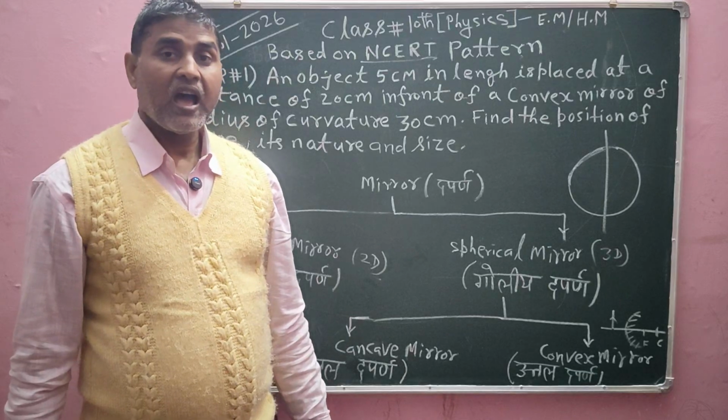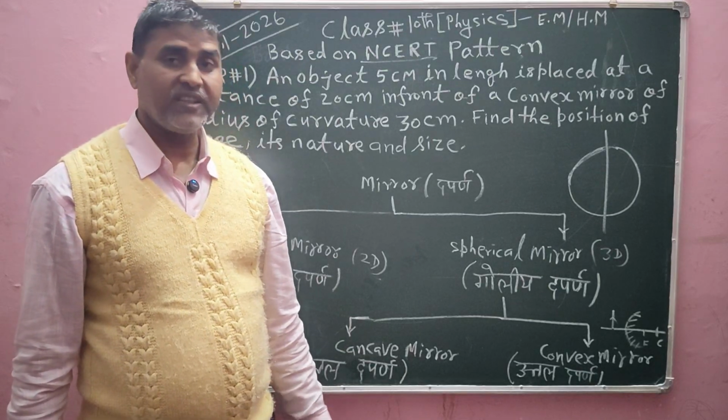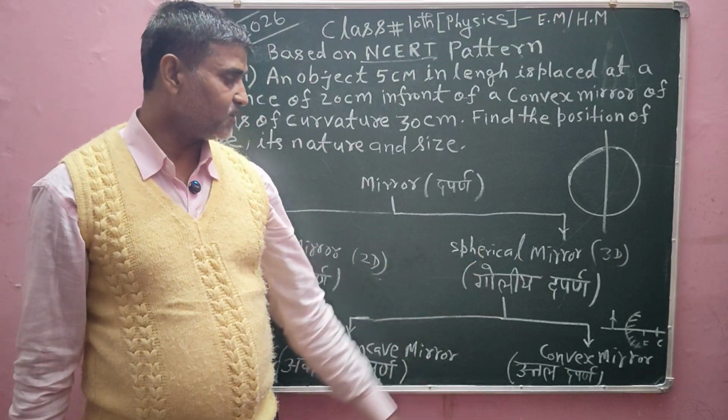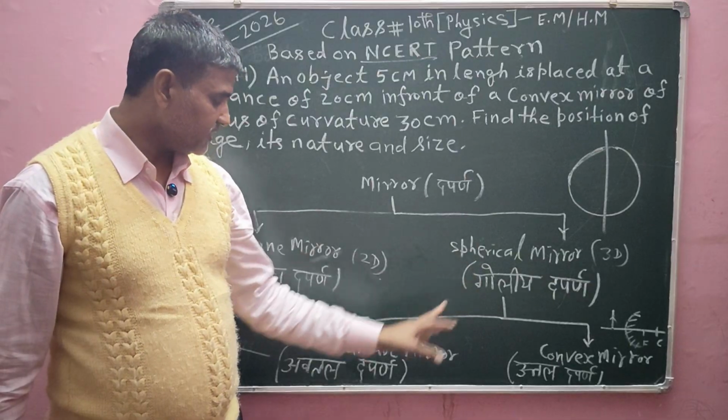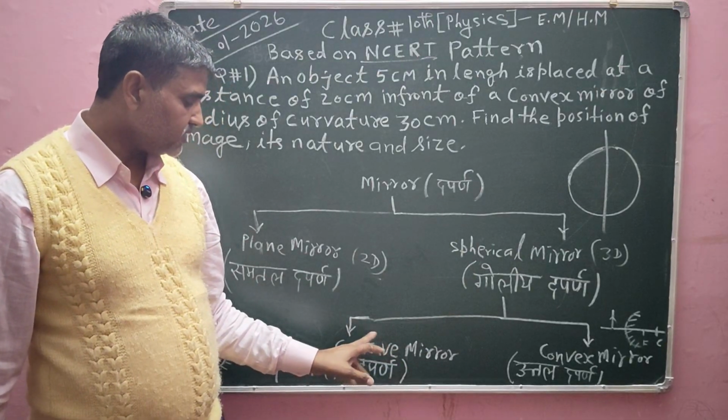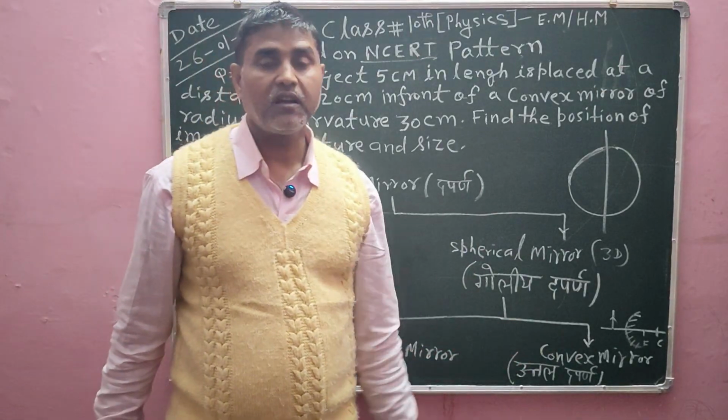because mirror has only two forms. One is the plane mirror and the other is the spherical mirror. Spherical mirror is also divided into two parts. One is the concave mirror and the other is the convex mirror.